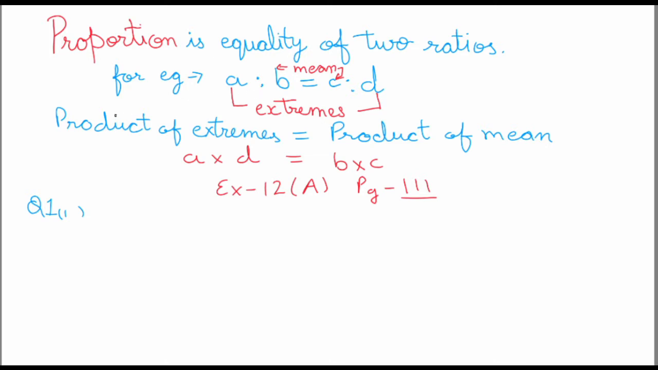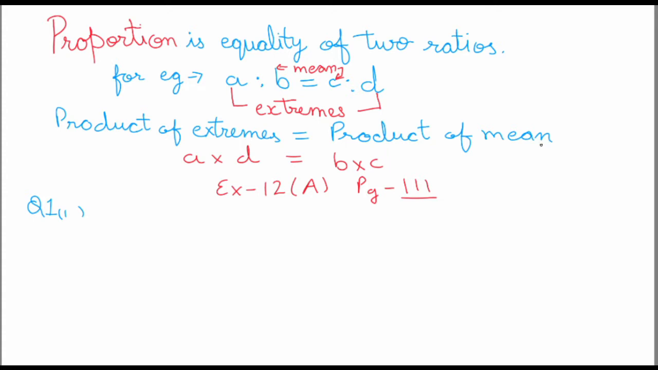And according to the rule of the proportion, the product of the extremes is always equal to the product of the means. That means A multiplied with D is always equal to B multiplied with C, as I showed in this example. If we have to prove that something is in proportion, we have to use this rule: the product of extremes is equal to the product of means.